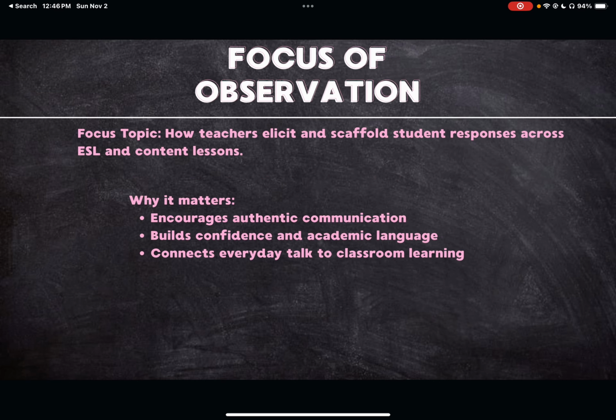My focus for this project was to explore how teachers elicit and scaffold student responses across ESL and content-based lessons. I chose this focus because communication is at the heart of language learning. When teachers create opportunities for students to speak, question, and explain, they're not just teaching content, they're building confidence and academic language. Throughout my observation, I looked for moments when teachers help students use English meaningfully and not just repeat it.